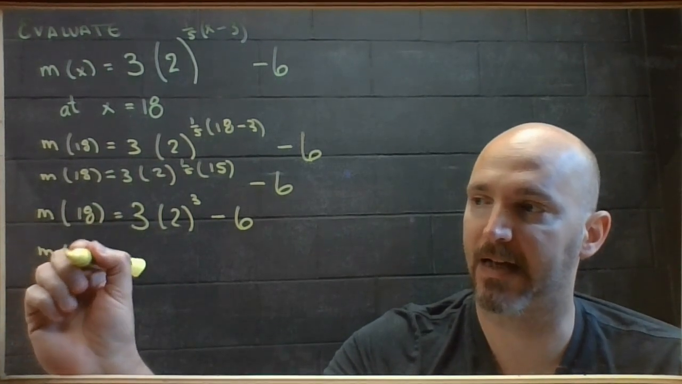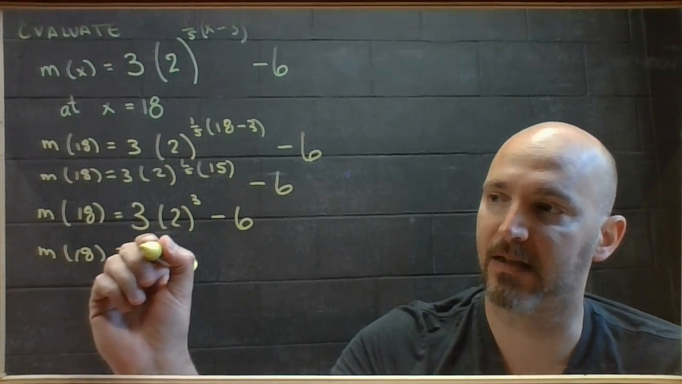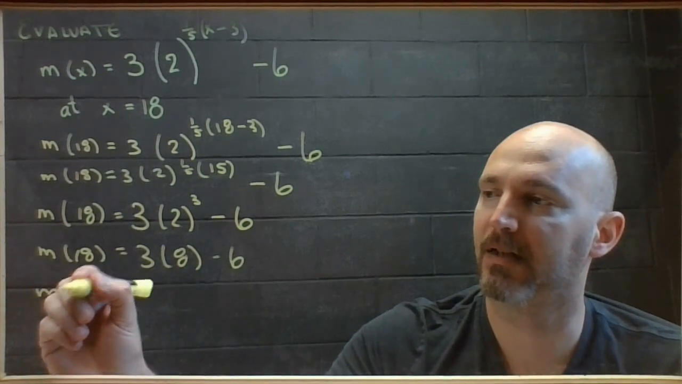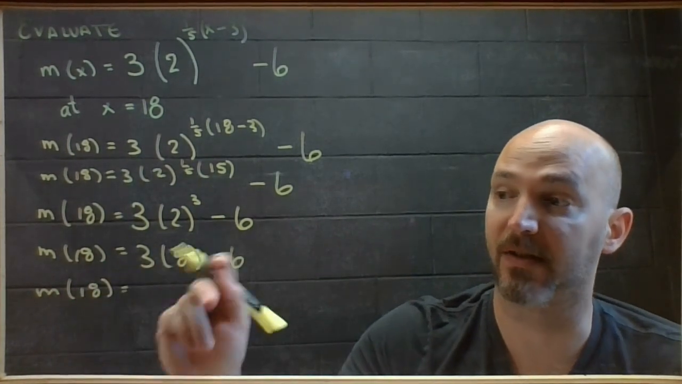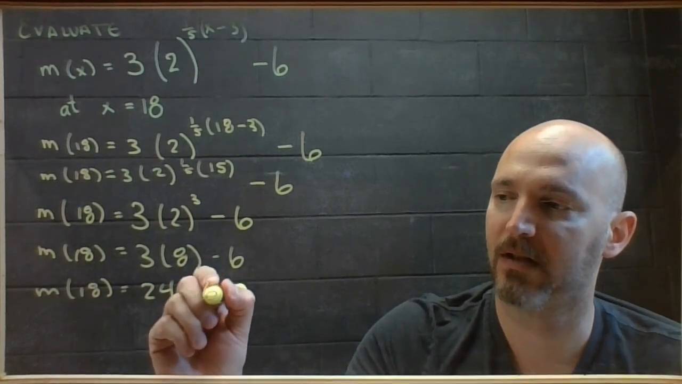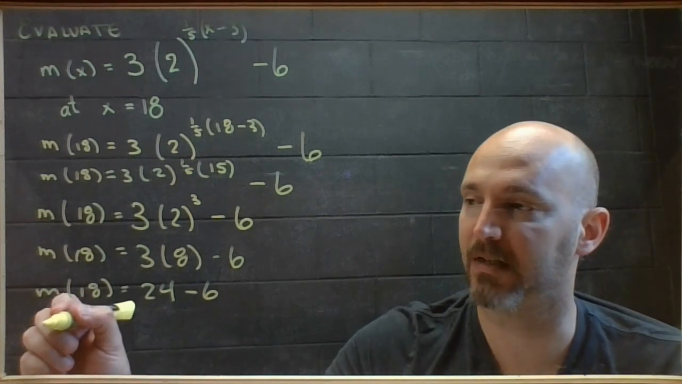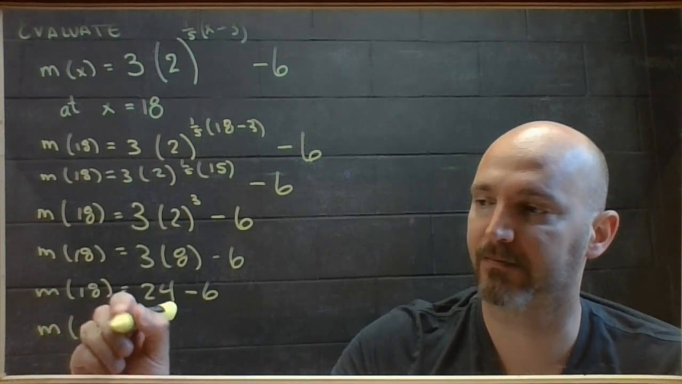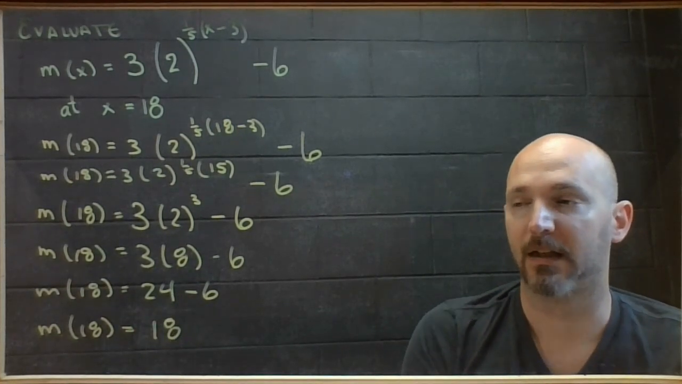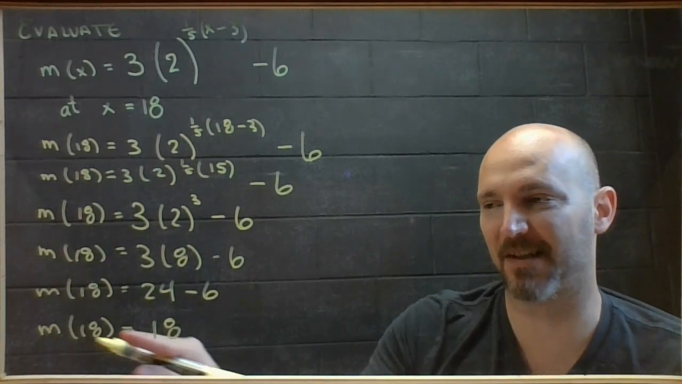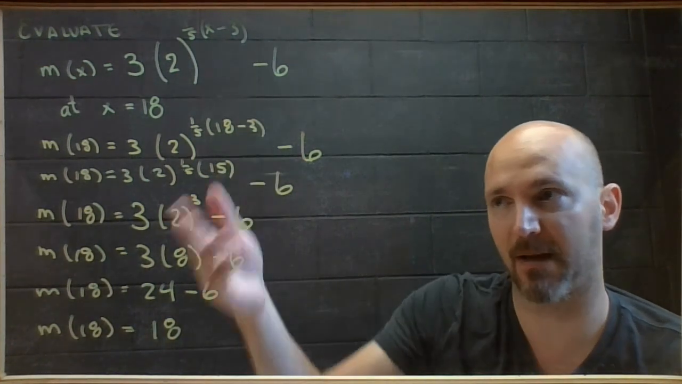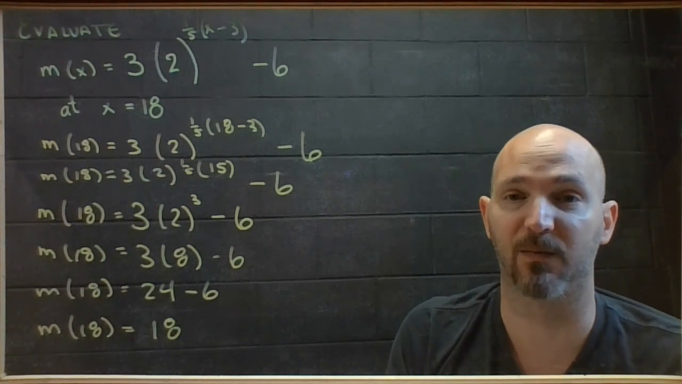So m at 18 is 3 times 8 minus 6. And I can finish by applying those external modifiers. 3 times 8 is 24, and 24 minus 6 will be 18. Now that's just a happy coincidence that this number and this number ended up the same. It can happen. It didn't happen for any particular reason, just the numbers I chose.